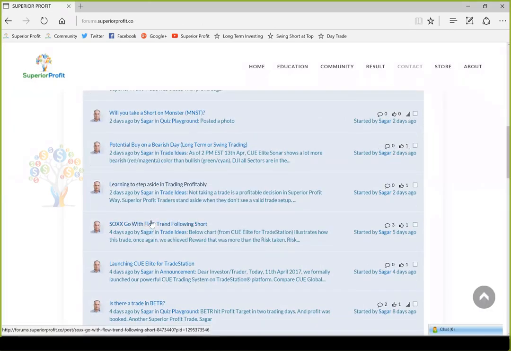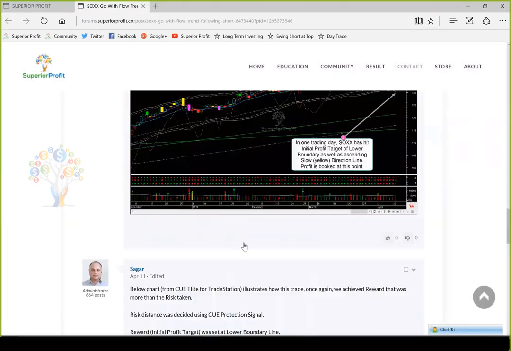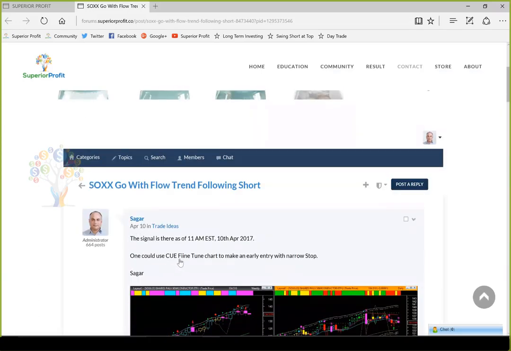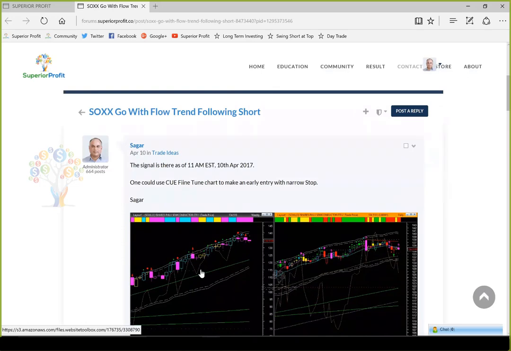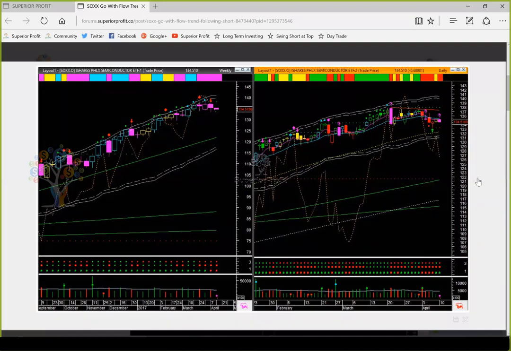SOXX. SOXX is the semiconductor index, and I shared the trade idea some time ago. Let's see when. April 10, I shared the trade idea. And if you look at this chart, do you see any trade opportunity on this chart? It should just pop up to us, right? Can you type your answer in the Q&A panel?